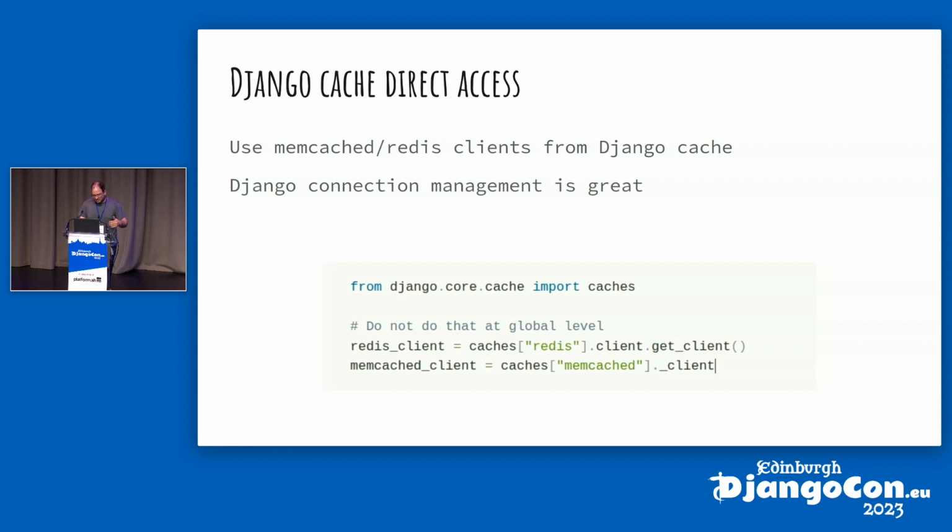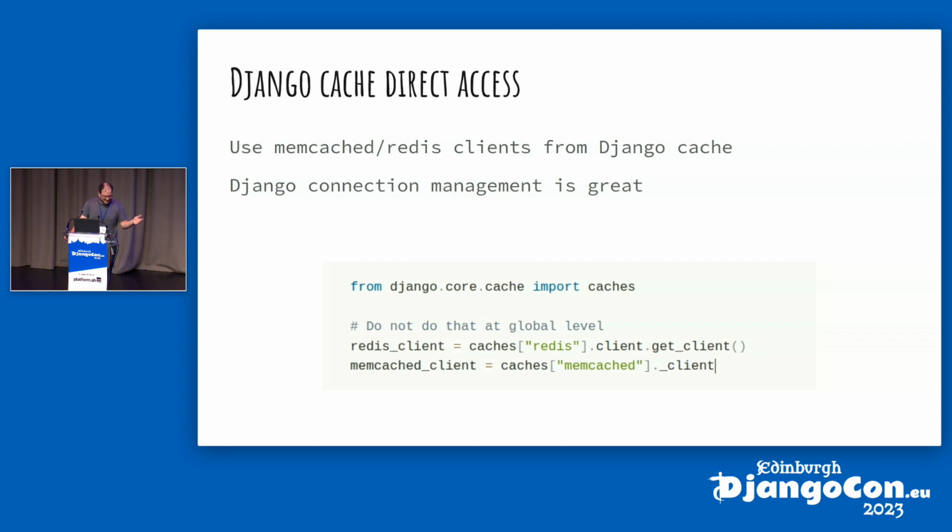Talking about direct access, you can use the not so public APIs of Django to reuse the connection management because it works really great. It has pooling, and you can add lots of configuration, sharding, and other things to Redis and main cache, and you can access that the way I described it there.